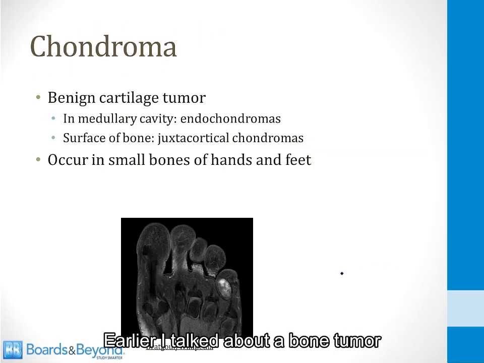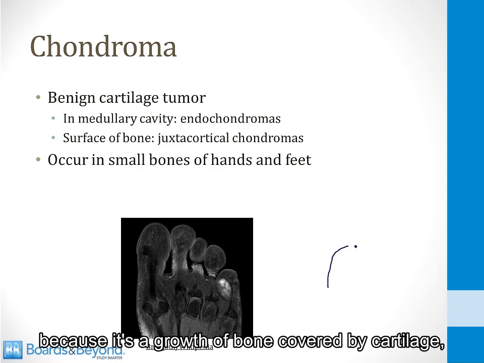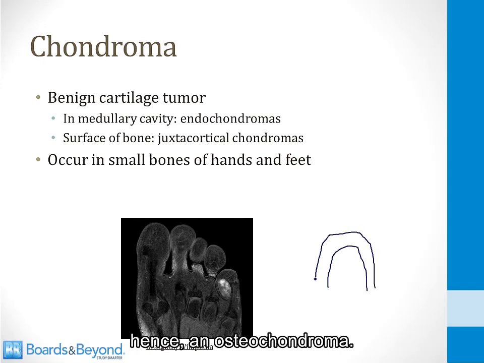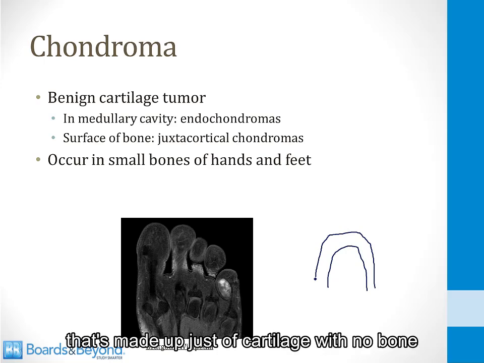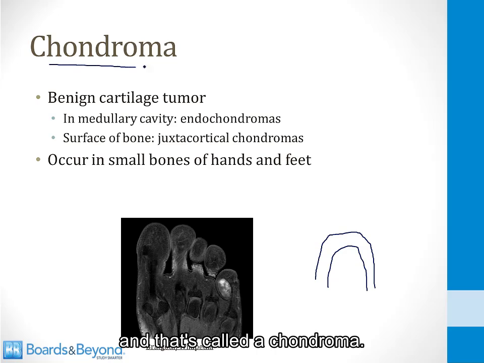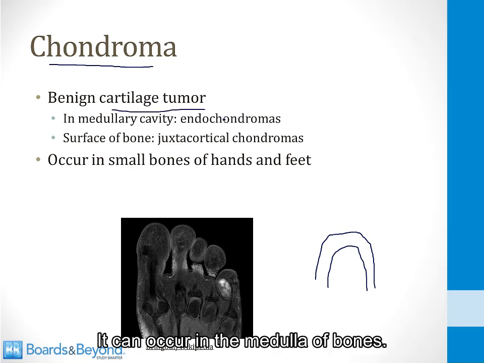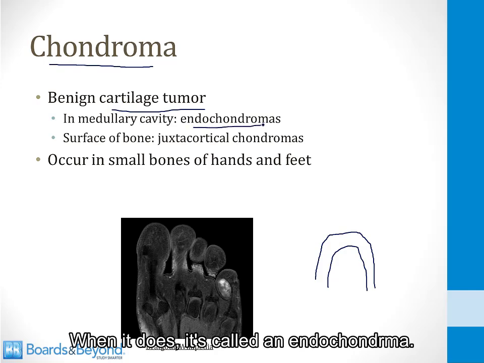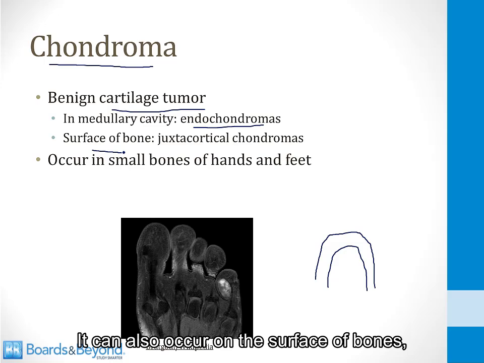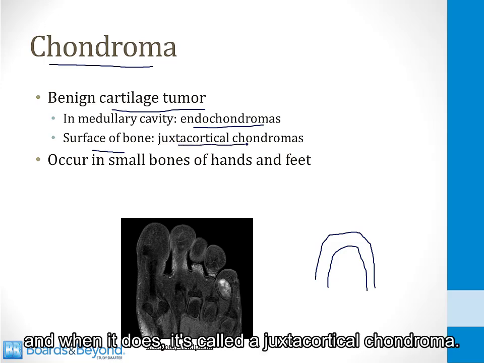Earlier, I talked about a bone tumor called an osteochondroma, and that tumor gets its name because it's a growth of bone covered by cartilage, hence an osteochondroma. But there's also a bone tumor that's made up just of cartilage with no bone, and that's called a chondroma. This is a benign cartilage tumor. It can occur in the medulla of bones. When it does, it's called an endochondroma. It can also occur on the surface of bones, and when it does, it's called a juxtacortical chondroma.